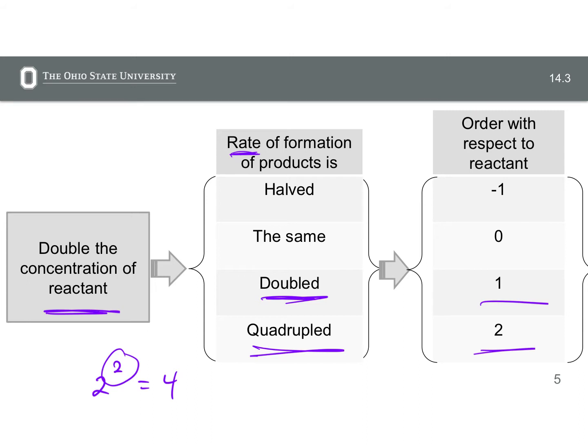Okay. If you double the concentration of reactant, the rate doesn't change, you know the order is 0. Totally possible. If you double the concentration of reactant, the rate is halved, the order is going to be -1. So typically we see whole number orders, not always, but that's pretty typical. And you can occasionally see a minus a whole number. Okay?